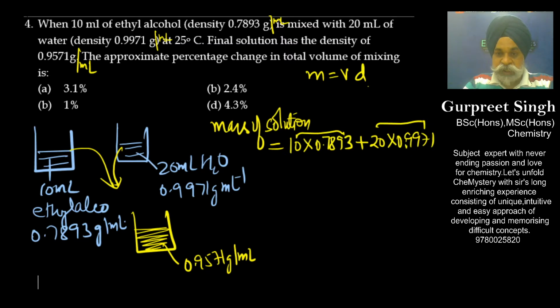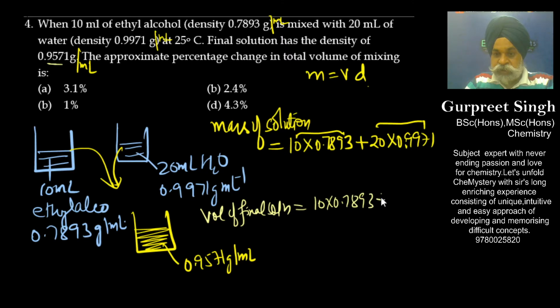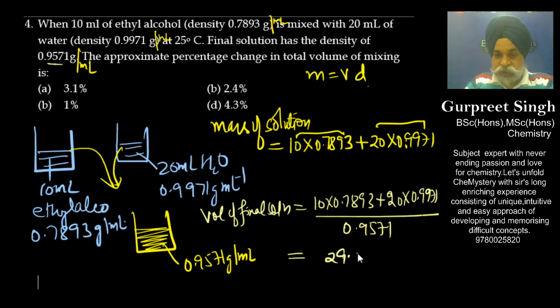These are mixed and you get the total mass. And this total mass of solution, if divided by the density of the final solution, you would get the volume of the final solution. So the volume of the final solution would be 10 into 0.7893 plus 20 into 0.9971, divided by the density of this one, 0.9571. So this comes out to be almost 29.08 ml.